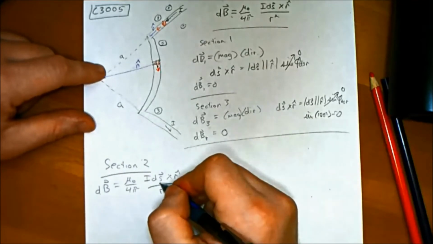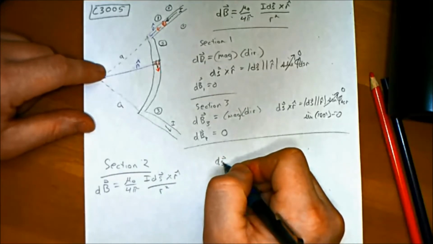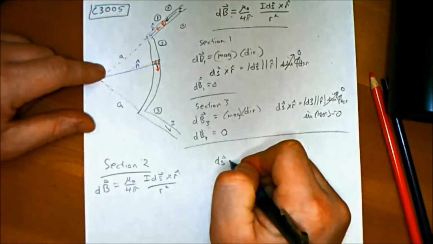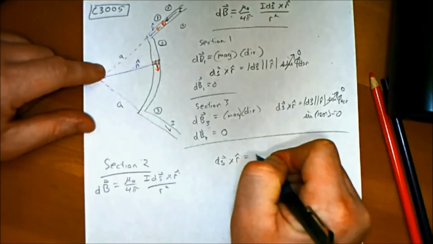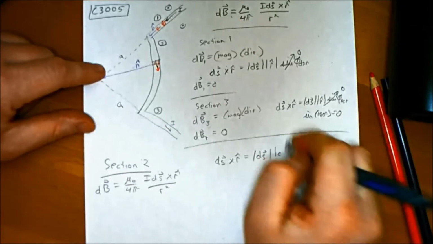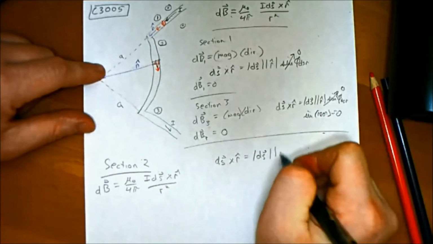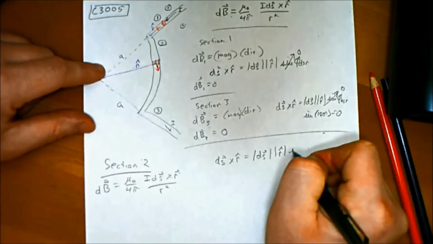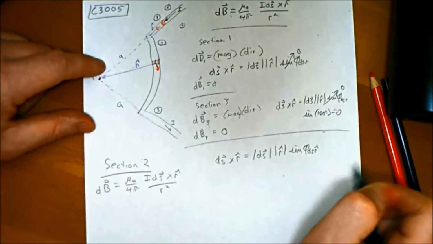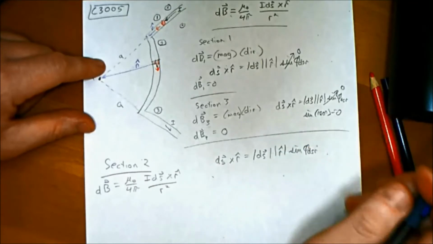So ds, we could call it ds2 if you want, but you just know that the s is different for each one of these, as is the r. So ds cross r hat is equal to the magnitude of ds times the magnitude of r hat times sine of the angle between ds and r hat.